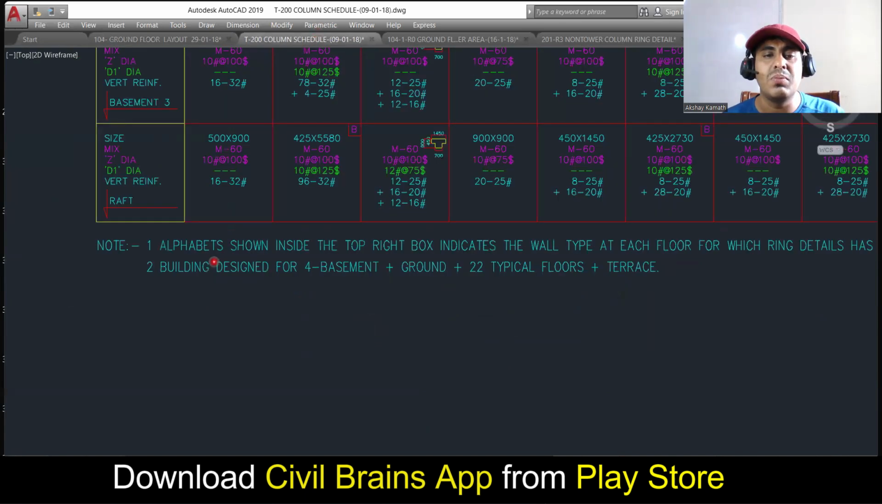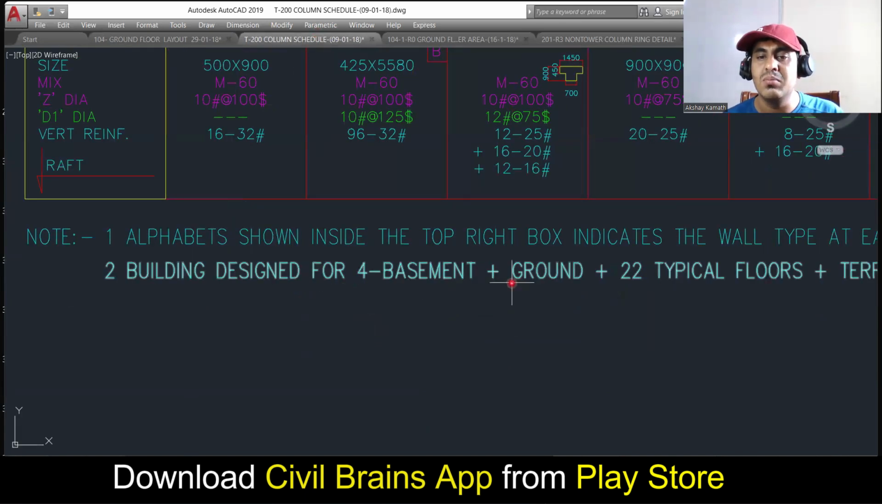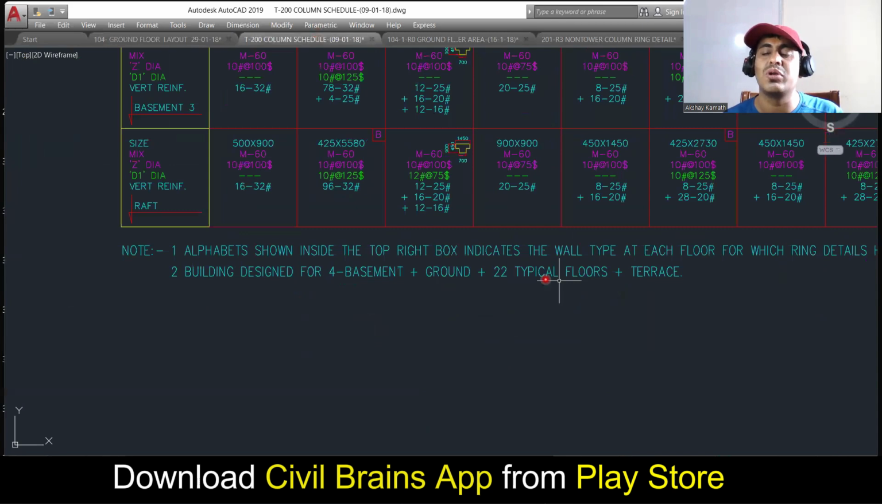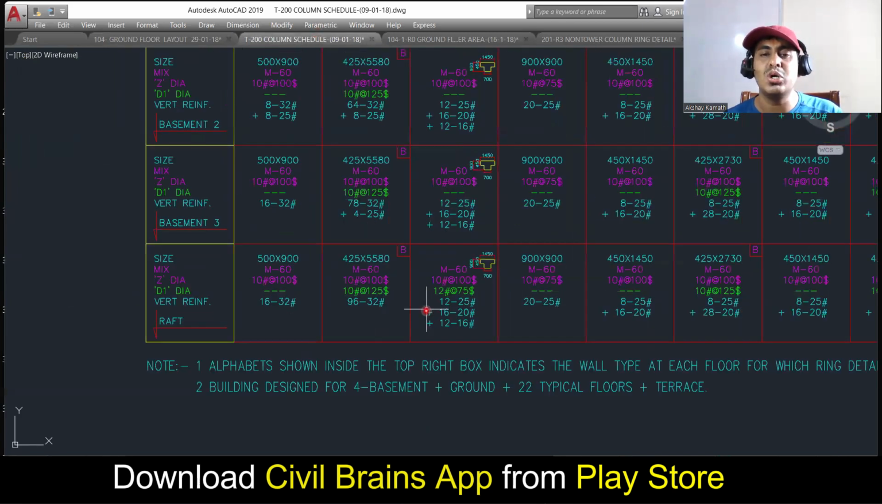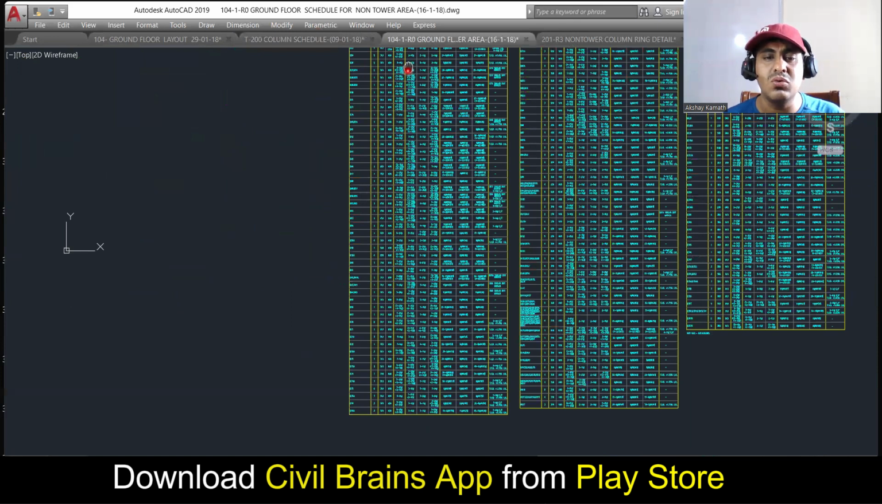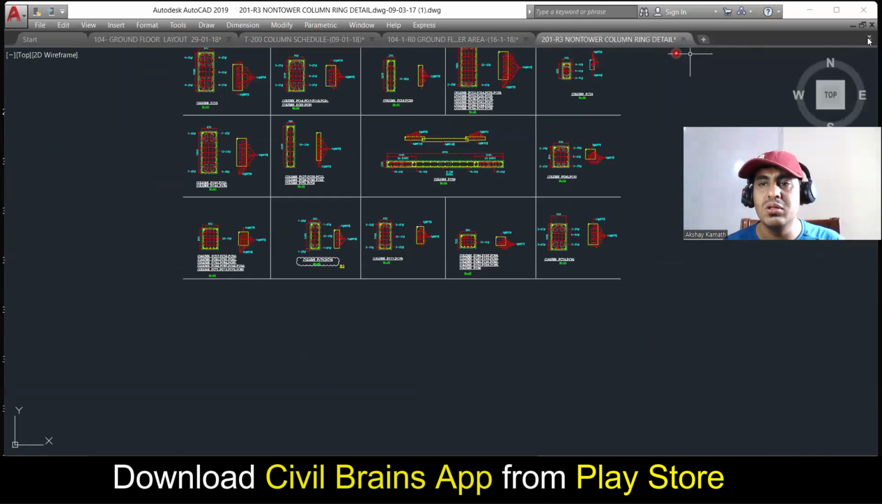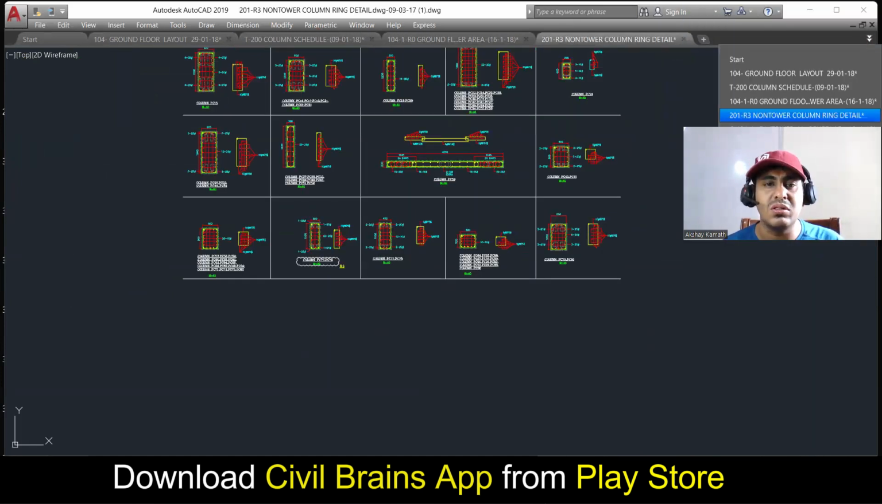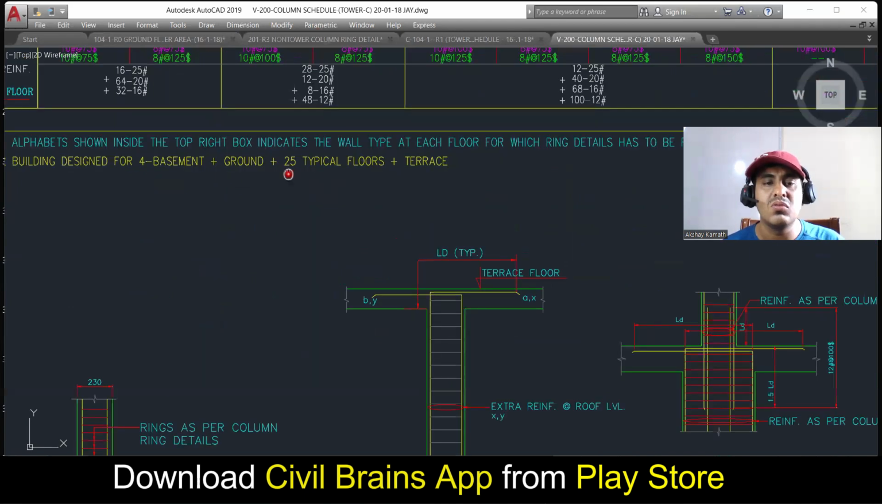See here, the building is designed for 4 basement plus ground plus 22 typical floors. It is mentioned. Okay, fine. It's actually 26. In one more drawing, it is mentioned 26. So here it is showing only 22. But if I show you one more drawing, it was mentioned 26. Yeah. See here. This is one more.